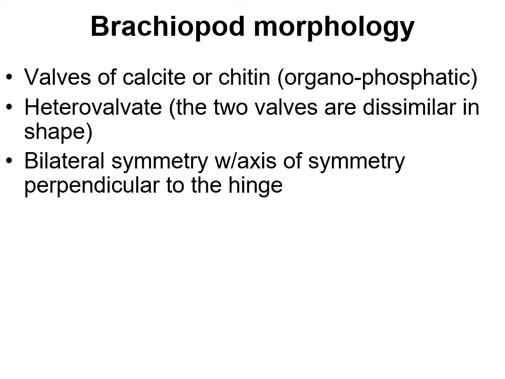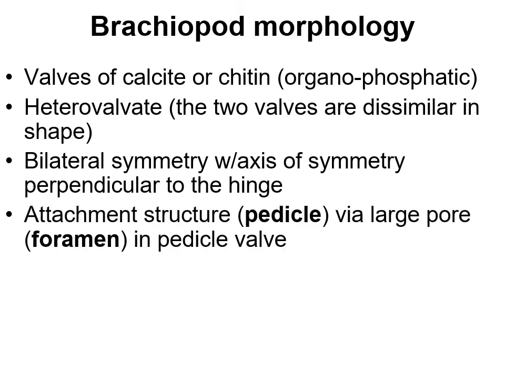However, each valve has a plane of symmetry, and it's bilateral, perpendicular to the hinge where the two valves are attaching. Again, if you look at a clamshell, the two shells may look similar to each other or symmetrical to each other, but the shell itself is asymmetrical. The opposite is true for brachiopods. The two shells are dissimilar, but each shell has a plane of symmetry. Again, our attachment structure, the pedicle, exits out of the brachiopod's foramen through the pedicular valve.